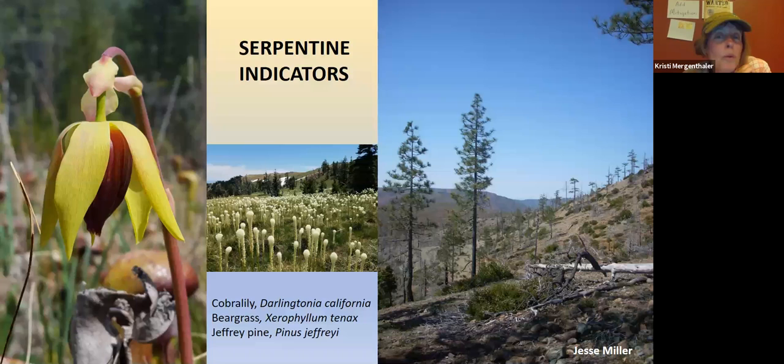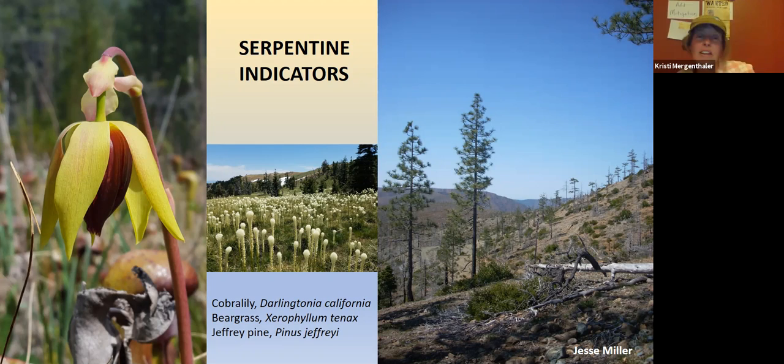Cobra lily is one of those plants too. It is found a bit off of serpentine, but generally is a serpentine indicator. Bear grass is very common in the wet Northwest Cascades, but in our region tends to indicate that you're on serpentine. This is my favorite serpentine indicator, this Indian dream fern.